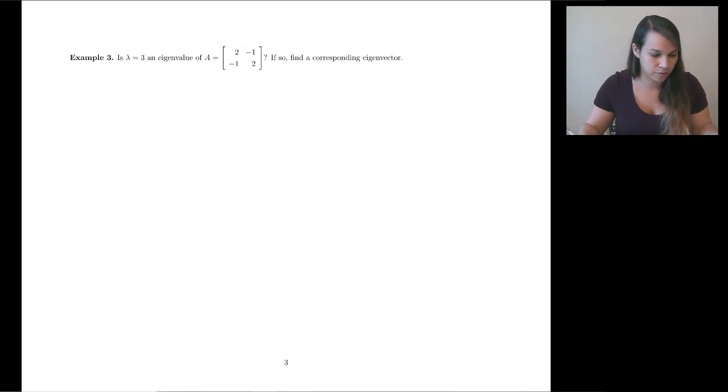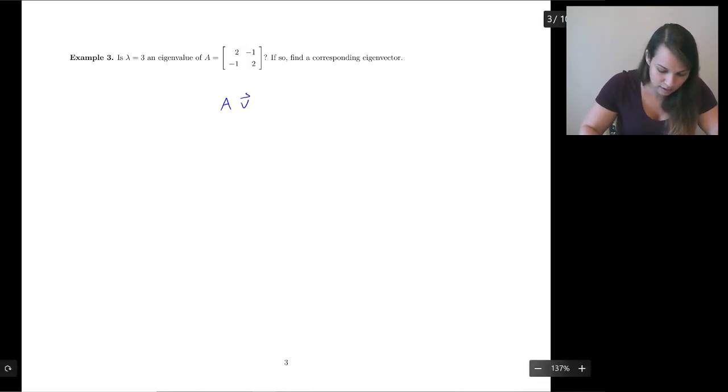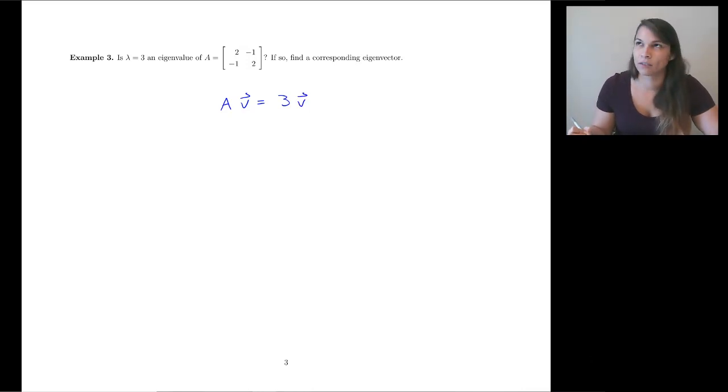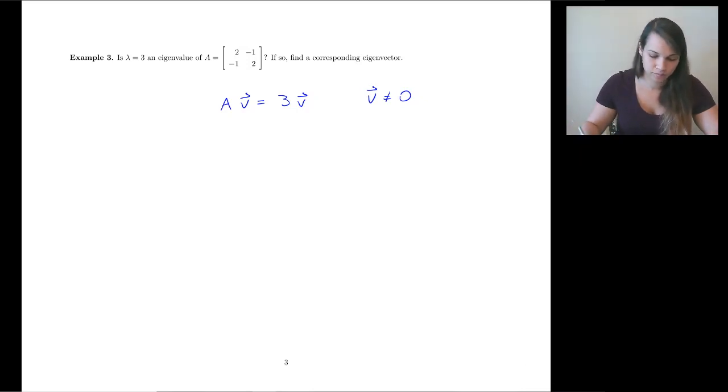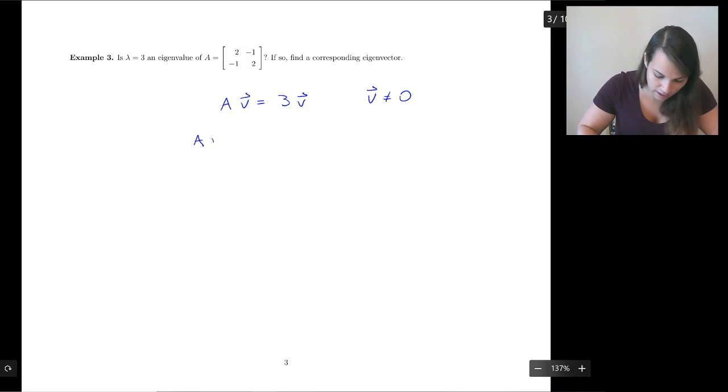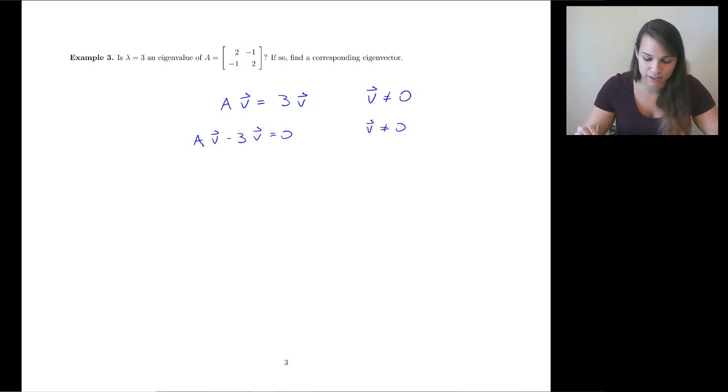Let's chase this through. If 3 is indeed an eigenvalue, we need this to be true for some v that is not 0. I think I said eigenvector and I apologize. That would be the same thing as having this equal 0, where v is not 0, because v equals 0 is not an eigenvector.